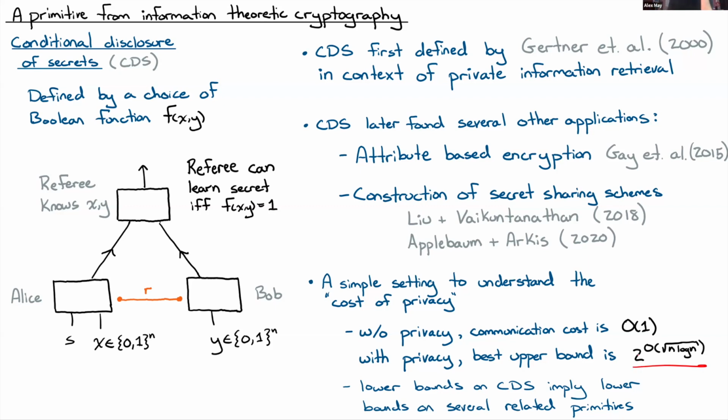Another reason that it's interesting is that CDS is the weakest among a family of primitives that are studied in information theoretic cryptography. So putting lower bounds on CDS also places lower bounds on a number of other settings.